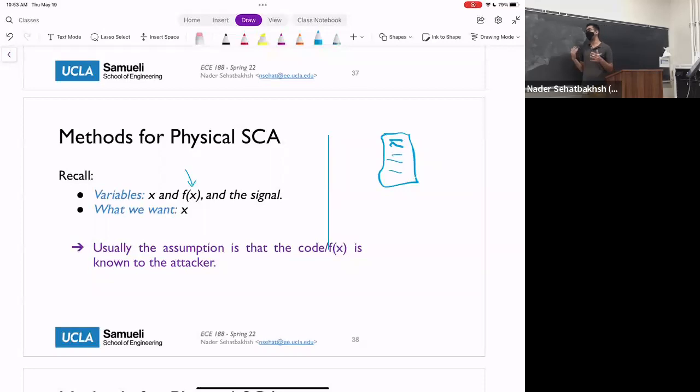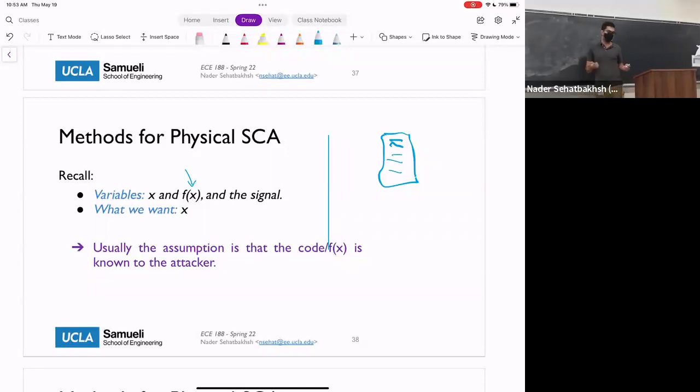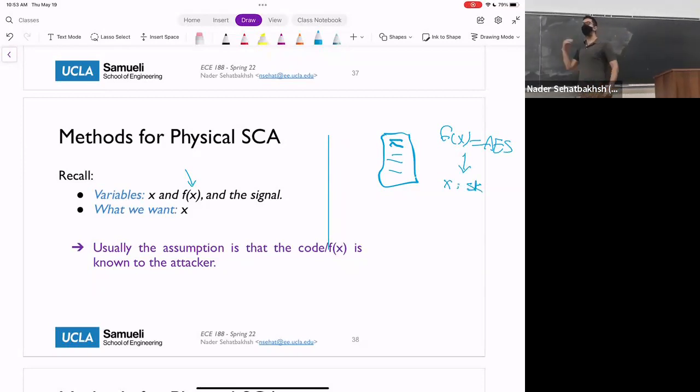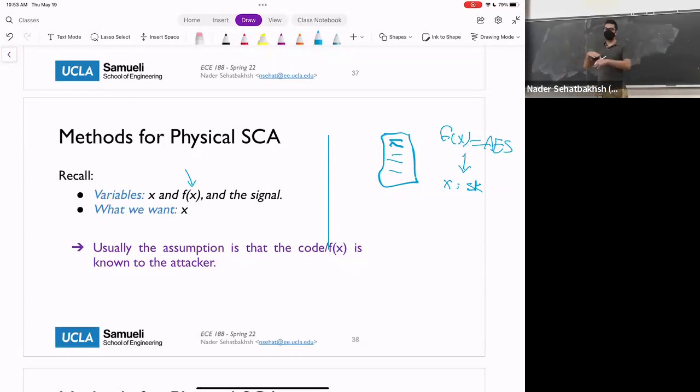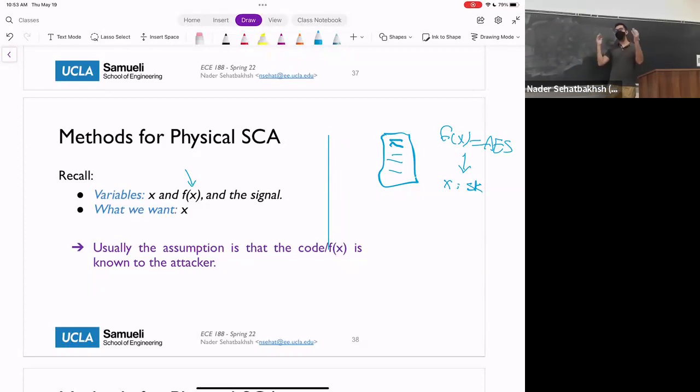For example, an easy example is AES. So your f of x is basically AES. Okay. And what you're trying to access, your x, in this case the key, is your secret key. So you want to extract this secret key. You know how the f of x works. You get the signal, you get the output. So now the question is that, having all this information, how can I extract the secret key?